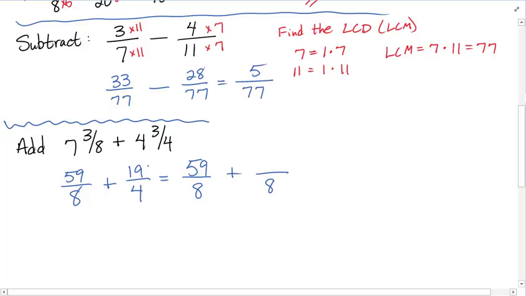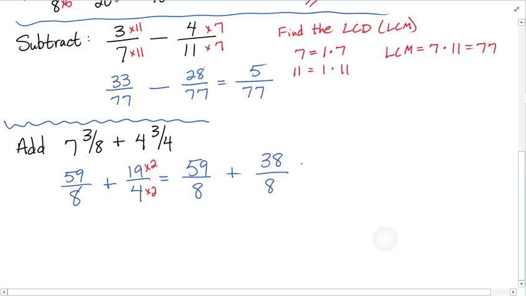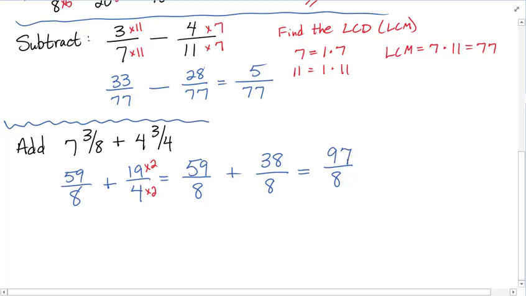But the second fraction, I'm going to multiply by 2 in order to get the 8 in the denominator. So 2 times 19 is 38, and 2 times 4 is 8. Now that I have common denominators, I see that my answer is going to be over 8. And I can add the tops, so 59 plus 38 is 97. And there's our answer. It's not reducible because 97 and 8 don't share any common factors.